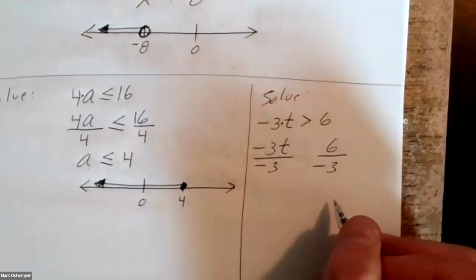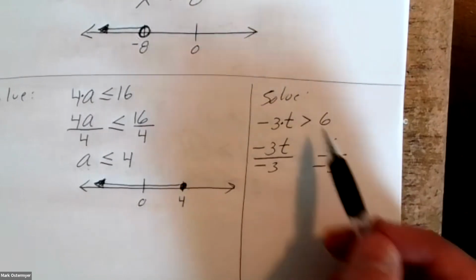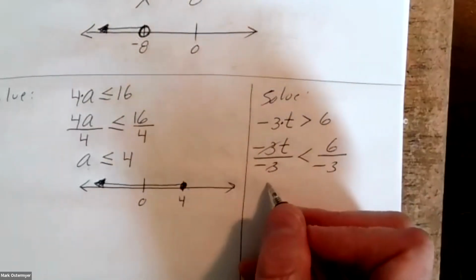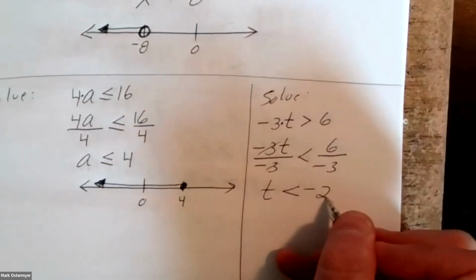And if I divide both sides of an inequality or multiply both sides of an inequality by a negative number, what must I remember to do with the inequality symbol? Flip it. Must flip it, and if you don't, you'll have an error. This left side reduces down to 1t or t, so t is less than 6 divided by -3 is -2.